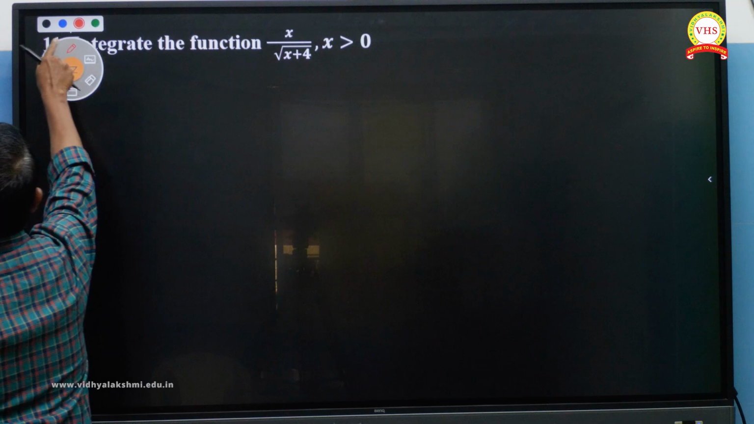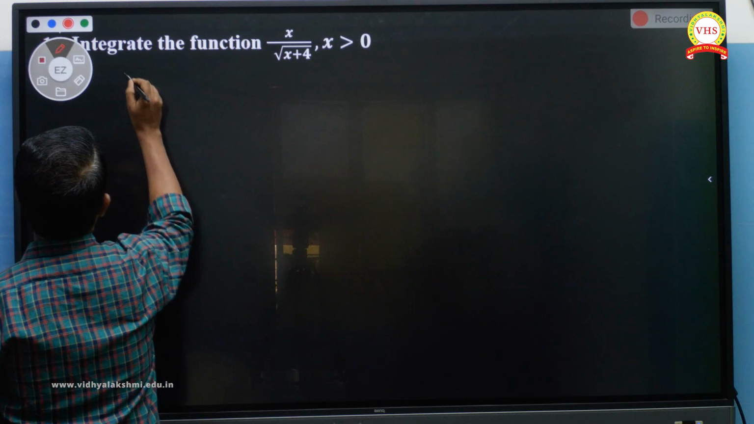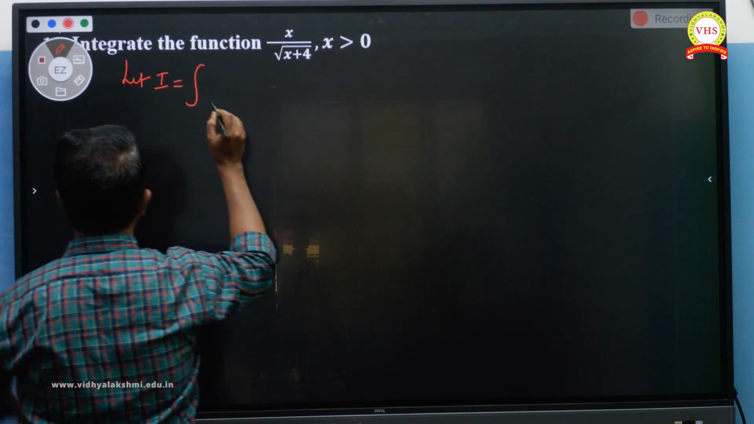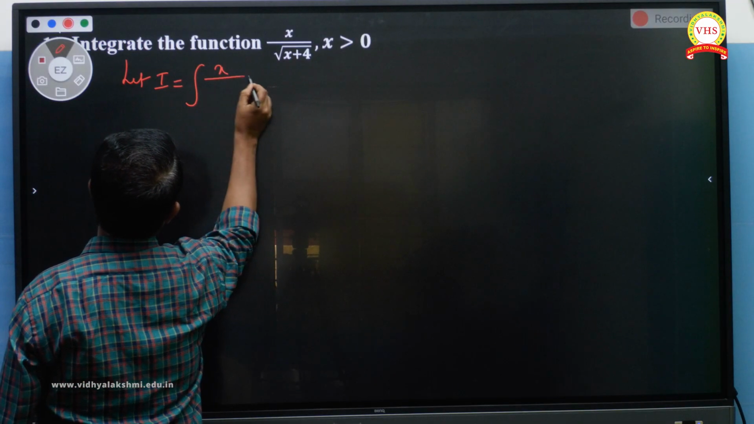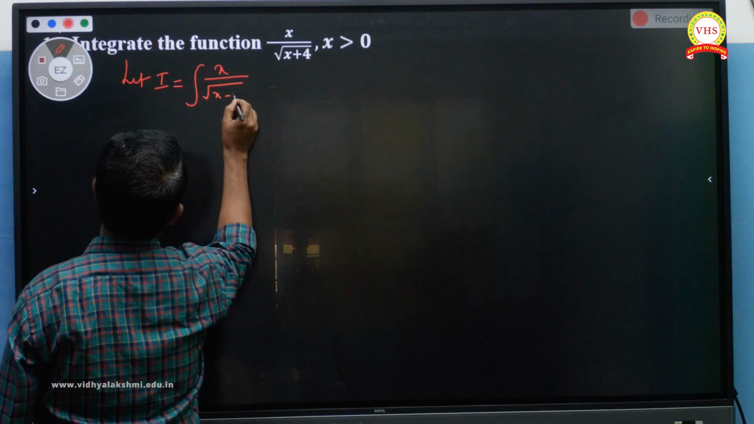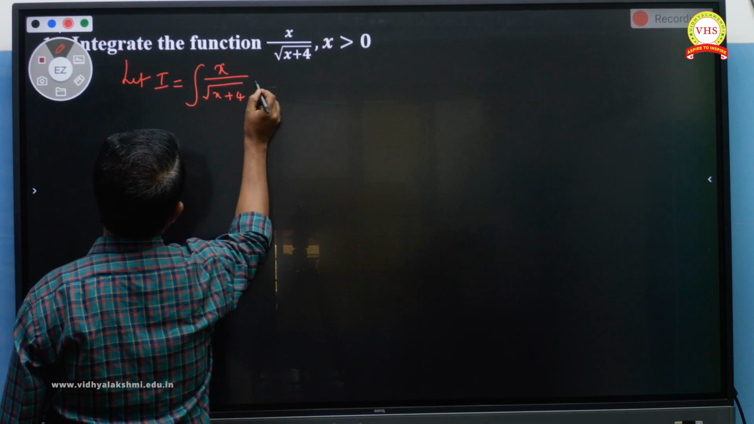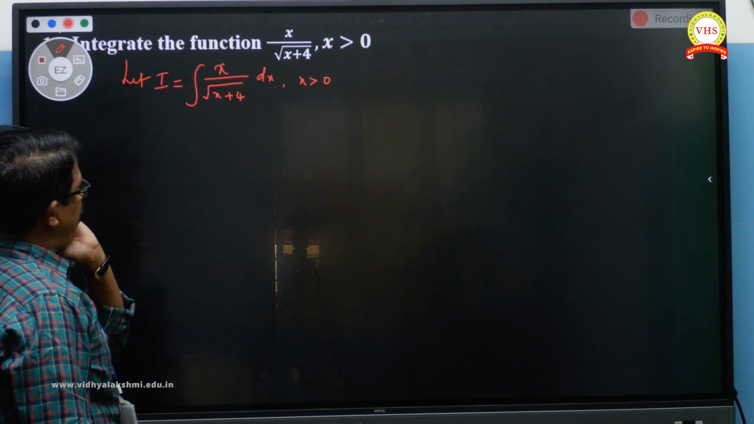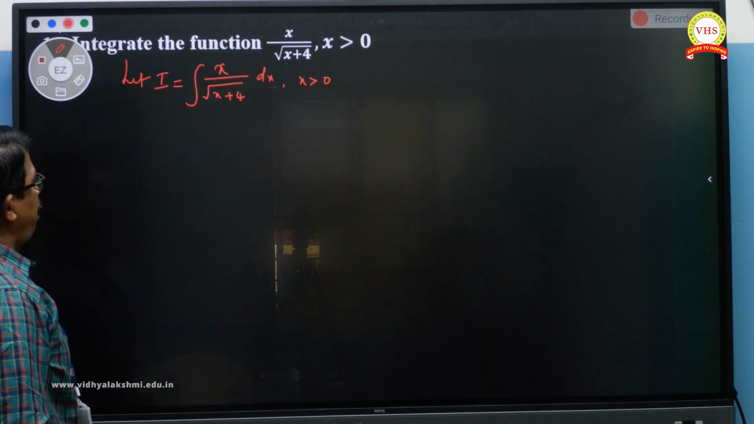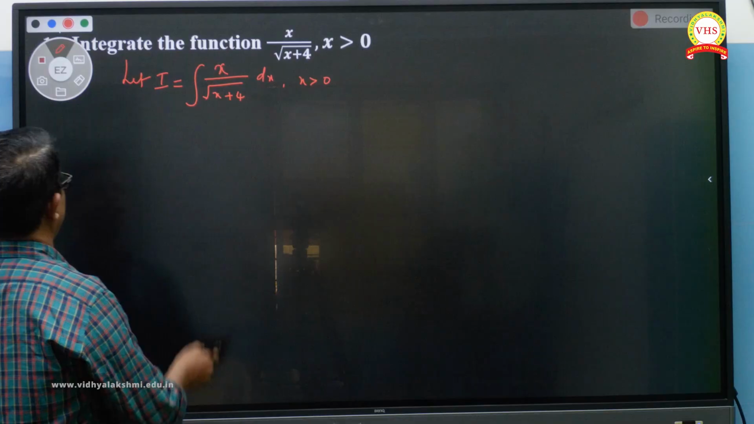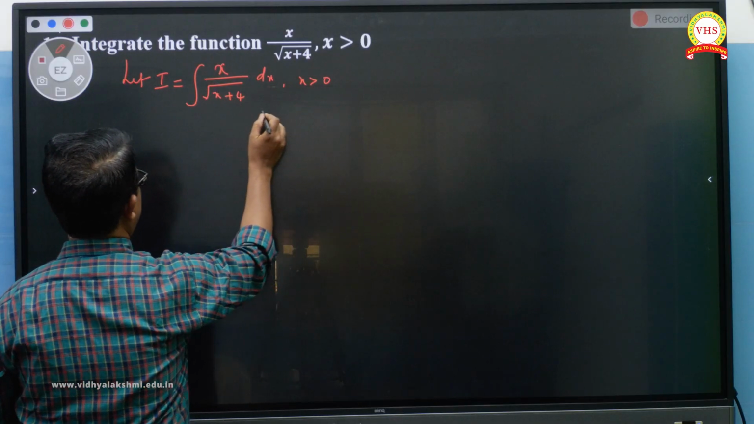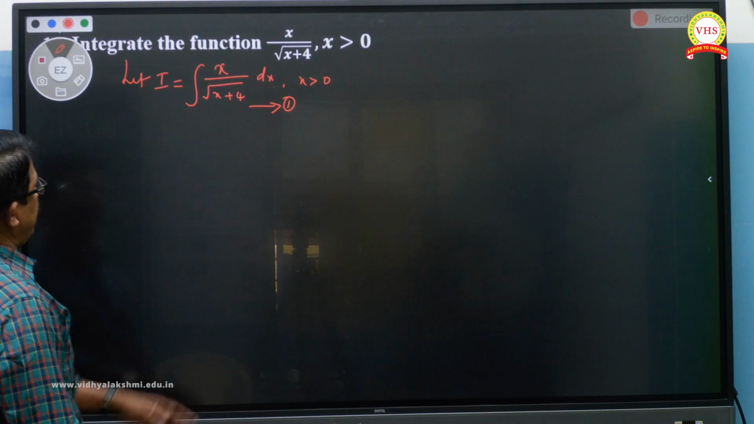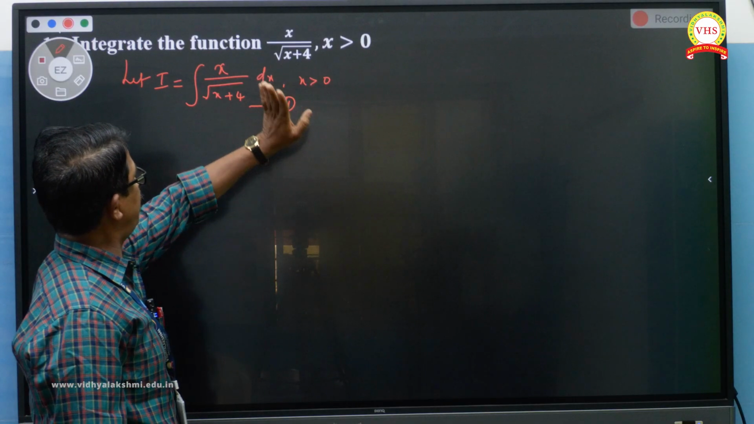What is the given function? Let I equal the integral of x divided by square root of x plus 4 into dx, where x is always positive, because when x is negative it is going to become imaginary. That is not necessary here. Now we are going to concentrate only on the integration, in terms of root x.